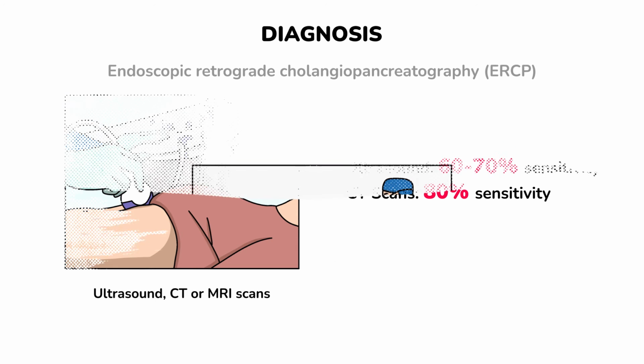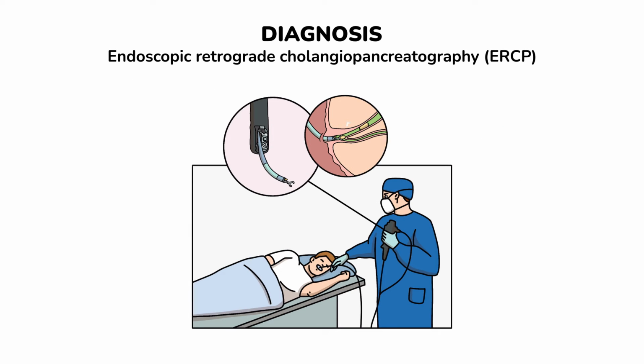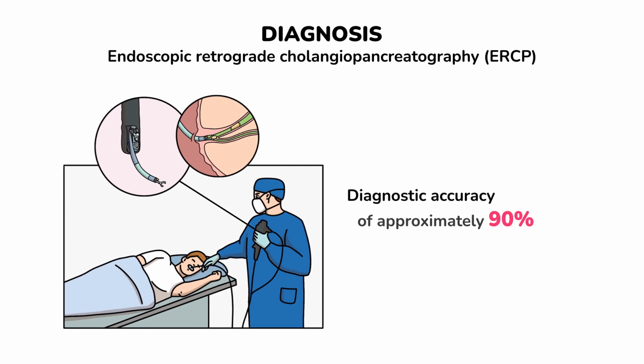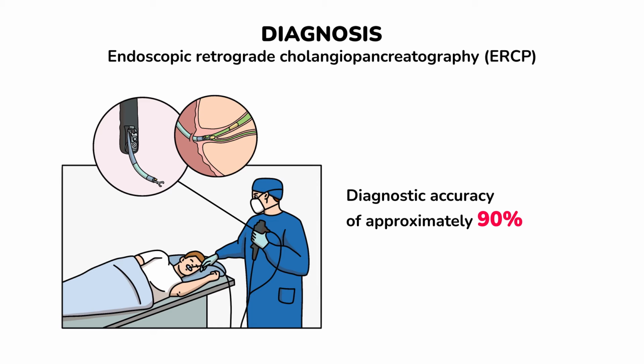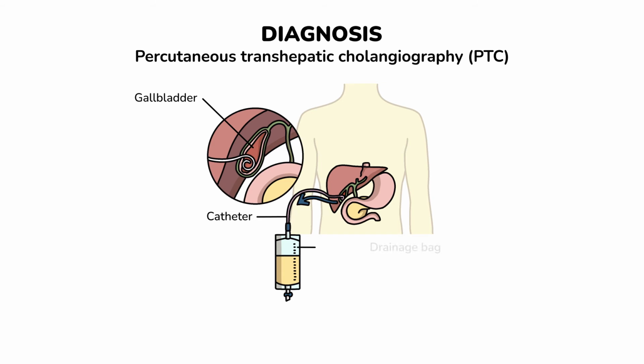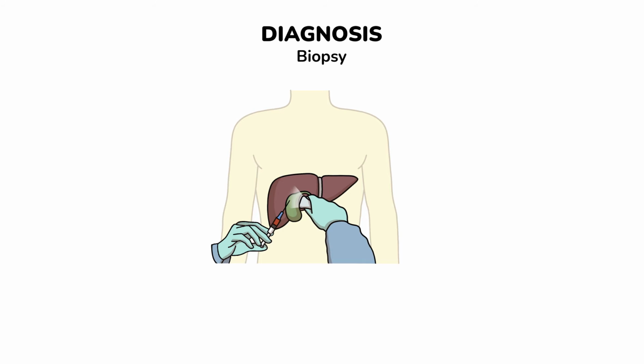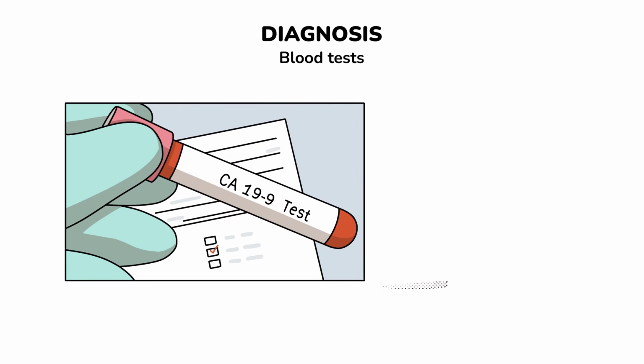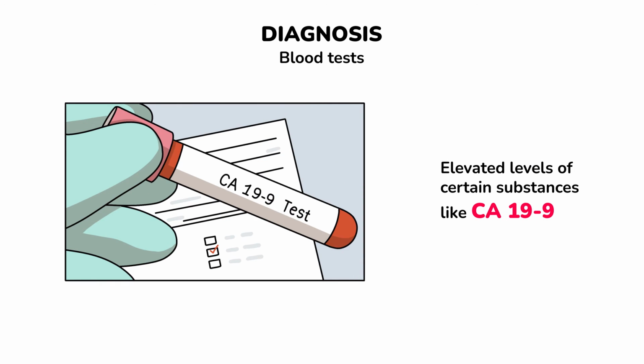sensitivity. Endoscopic retrograde cholangiopancreatography (ERCP) allows for imaging and biopsy of the bile ducts. It has a diagnostic accuracy of approximately 90%. Percutaneous transhepatic cholangiography (PTC) involves injecting contrast dye into the bile ducts for imaging. Biopsy. Tissue samples are examined for cancer cells. This can be done during surgery or via needle biopsy. Blood tests. Elevated levels of certain substances like CA19-9 can indicate gallbladder cancer, although they are not definitive.